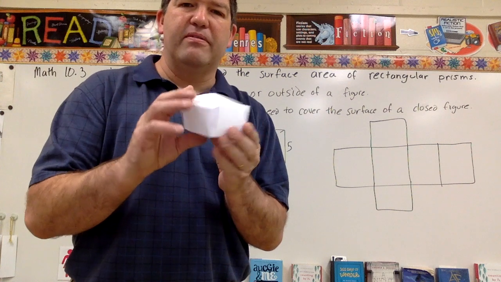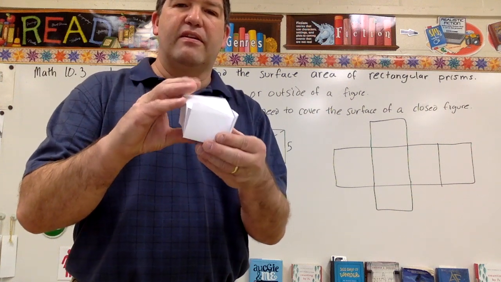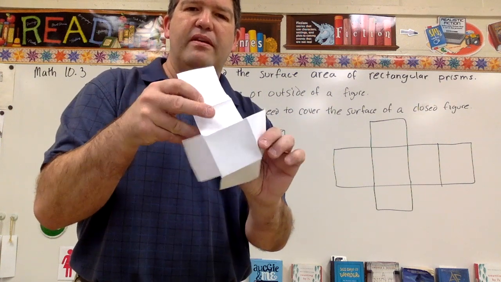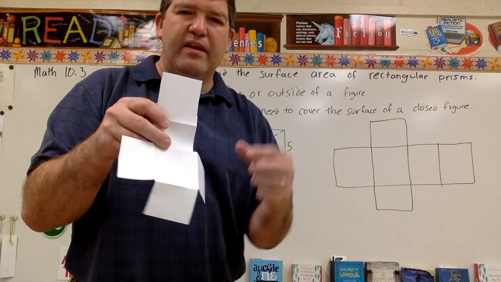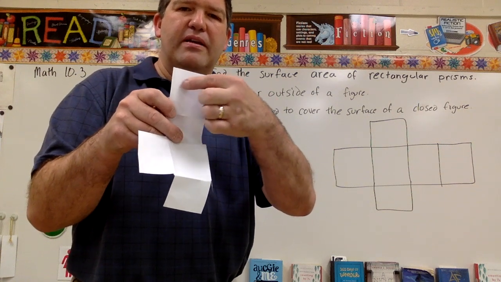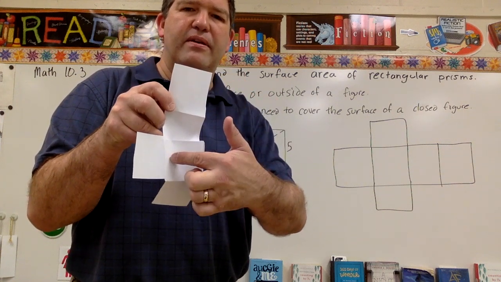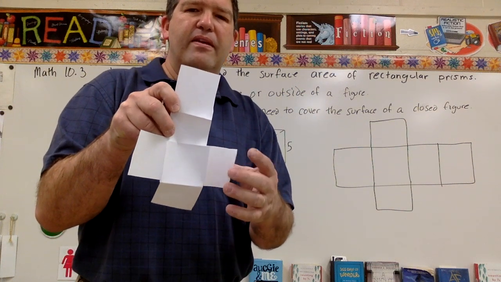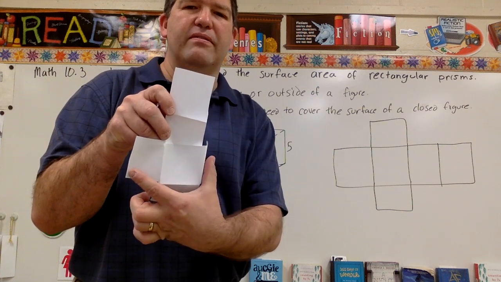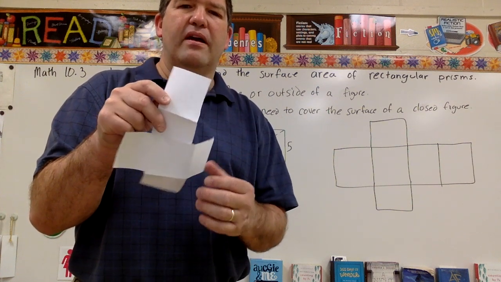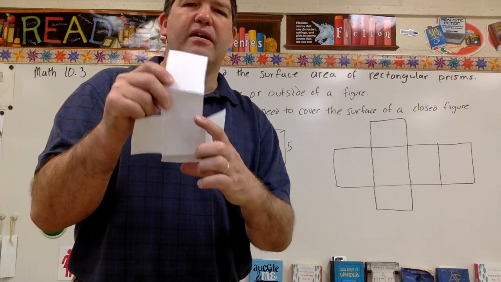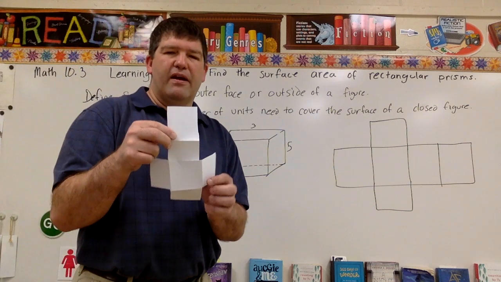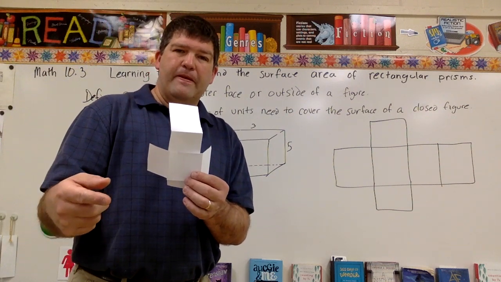I have a rectangular prism like this, and the surface area is the outside. So if I unfold it, there's my area. I need to find the surface area of this rectangle here, this one here, this one here, this one here, and this one here. Okay? But I know that this one and this one, these two are the same. I know that this one and this one are the same, and I know that these two are the same. So for every rectangle I find, there's one that's the same.